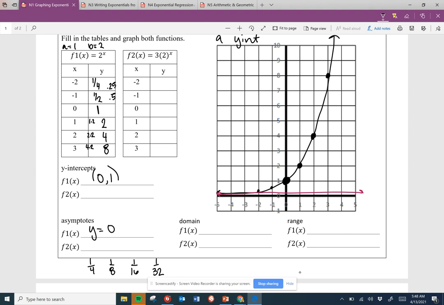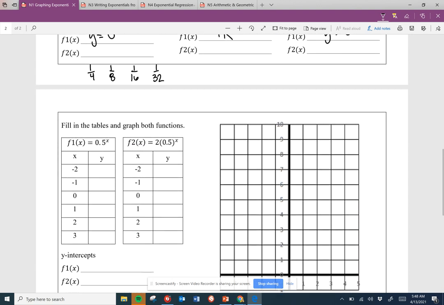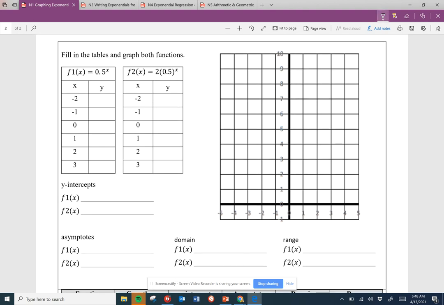Our domain, you think about Dr. XY loves biology. Remember, the domain is left to right, and this graph is going to go left forever and right forever. So we say all real numbers. The range is going to be all the numbers above 1. We want to make sure we don't include that line underneath our greater than sign because it never actually touches 1.